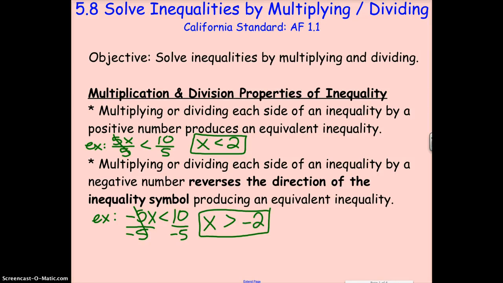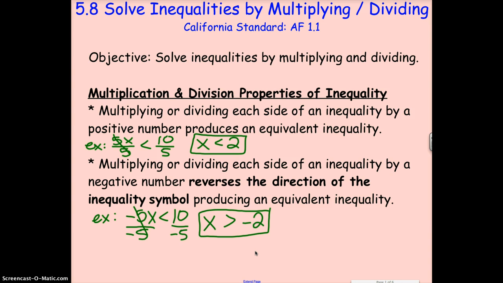Hello class, and welcome to Notes 5.8, Solve Inequalities by Multiplying and Dividing. By now, you're getting the hang of doing inverse operations. Remember, you're simply doing the opposite of order of operations because you're trying to undo the order of operations. Now, the difference here, multiplication and division can be very tricky because occasionally you have to change the inequality sign. So let's go ahead and take a look.